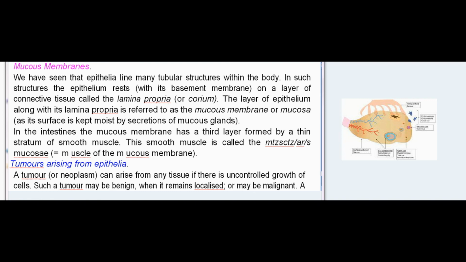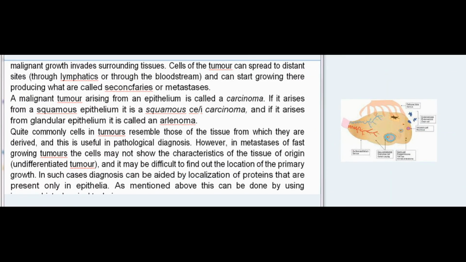Tumors arising from epithelia. A tumor, or neoplasm, can arise from any tissue if there is uncontrolled growth of cells. Such a tumor may be benign, when it remains localized, or may be malignant. A malignant growth invades surrounding tissues. Cells of the tumor can spread to distant sites, through lymphatics or through the bloodstream, and can start growing there, producing what are called secondary growths or metastases. A malignant tumor arising from an epithelium is called a carcinoma. If it arises from a squamous epithelium it is a squamous cell carcinoma, and if it arises from glandular epithelium it is called an adenocarcinoma.